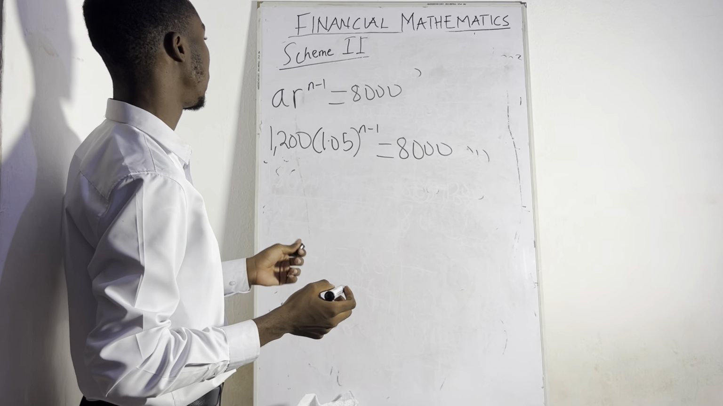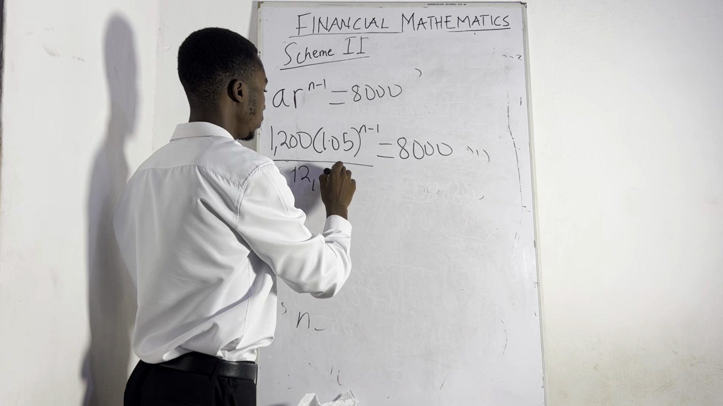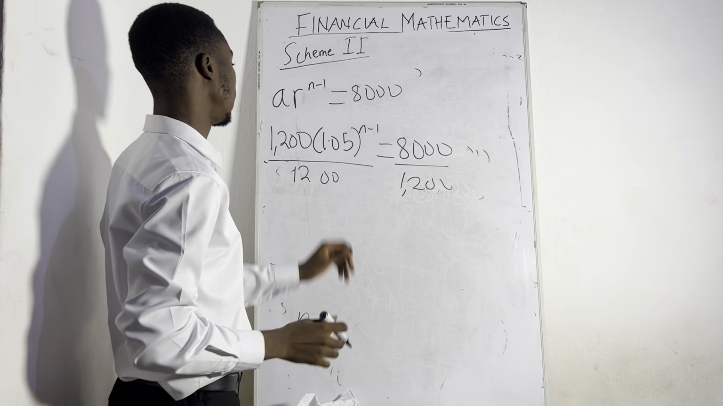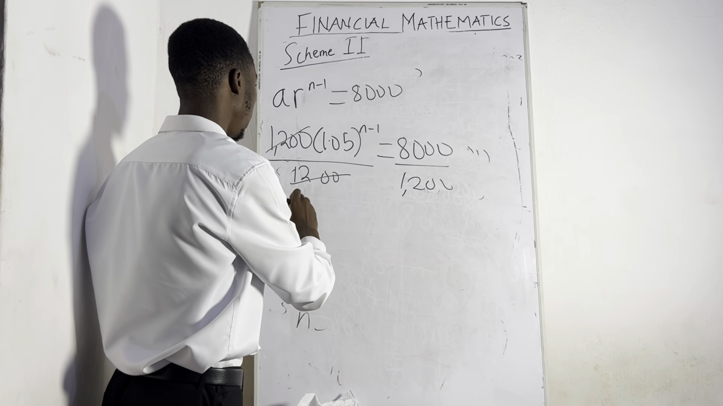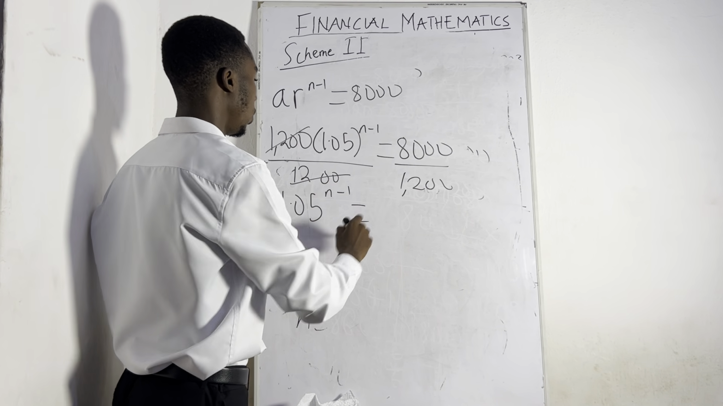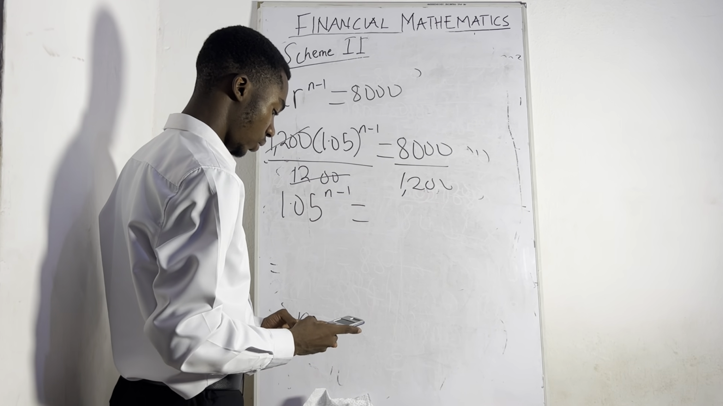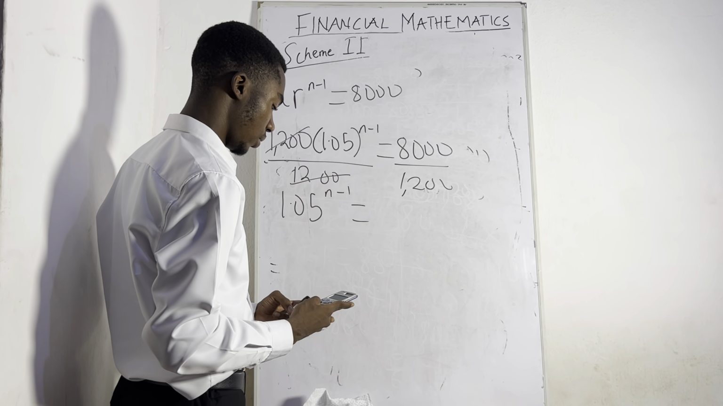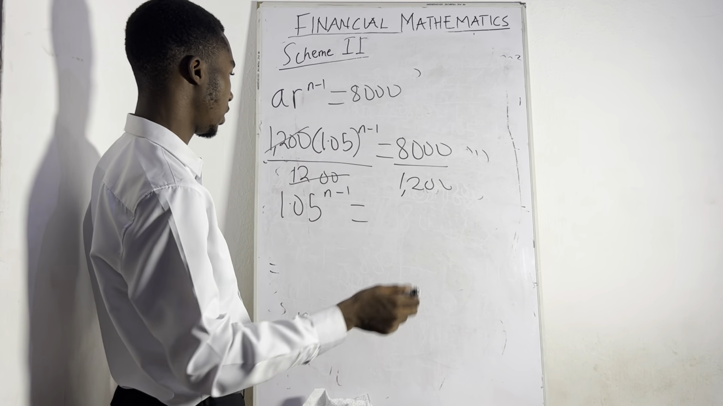We can divide both sides by 1,200. So here will cancel here, to be left with just 1.05^(n-1) is equal to 8,000 over 1,200. So 8,000 divided by 1,200, you are getting 6.66667. So let's do 6.67.